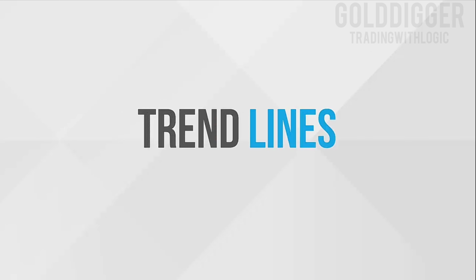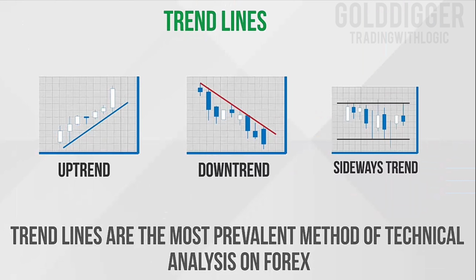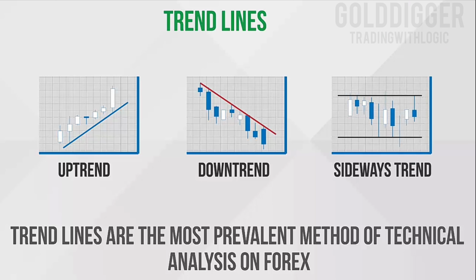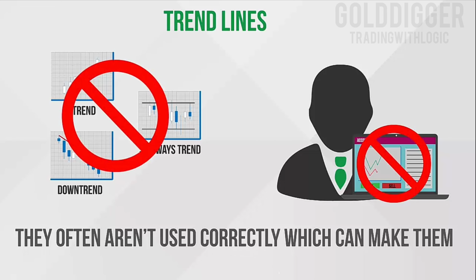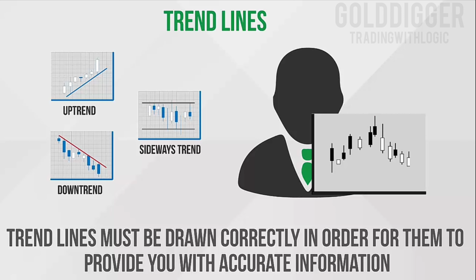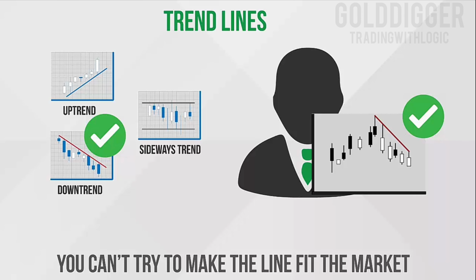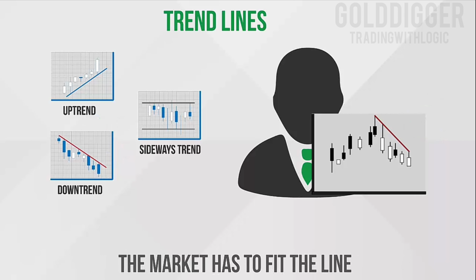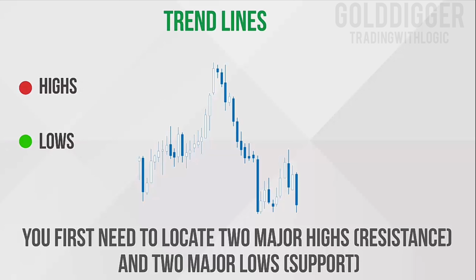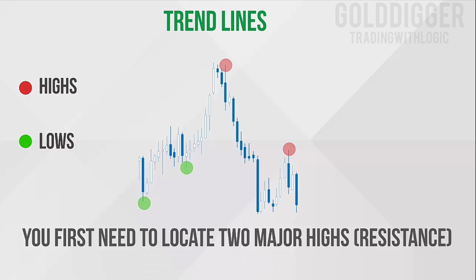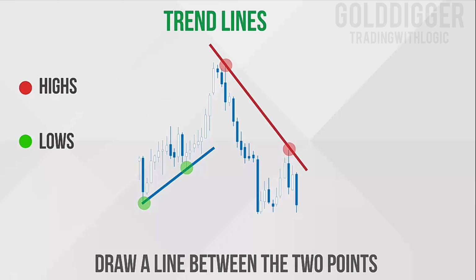Trend lines. Trend lines are the most prevalent method of technical analysis on Forex. However, they often aren't used correctly, which can make them irrelevant. Trend lines must be drawn correctly in order for them to provide you with accurate information. You can't try to make the line fit the market; the market has to fit the line. Essentially, to draw a trend line accurately, you first need to locate two major highs, resistance, and two major lows, support. Then, draw a line between the 2 points. It really is that simple.